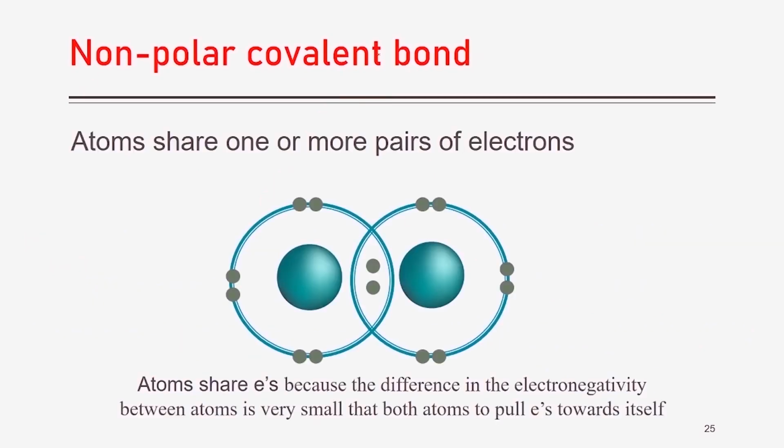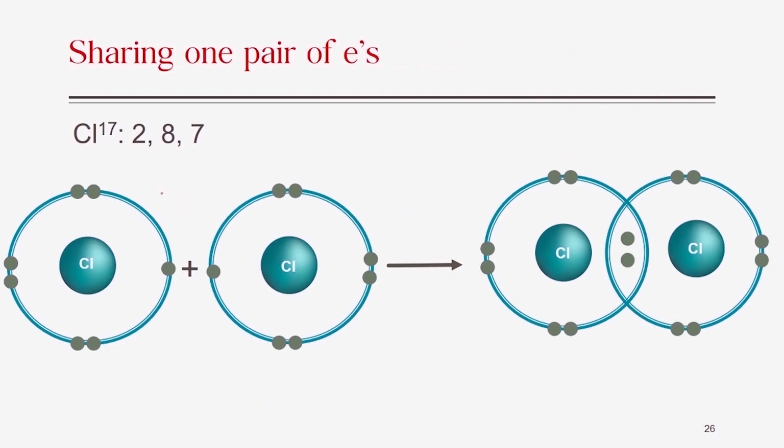Let's see first the non-polar covalent bond. This type of bond, like we said before, forms when the electronegativity difference between the two atoms is between 0 and 0.5. The atoms of this bond share electrons because the difference in the electronegativity between atoms is very small, so both atoms can't pull electrons towards themselves, leaving the electrons between the two atoms. One example is a covalent bond between two chlorine atoms to form chlorine gas.